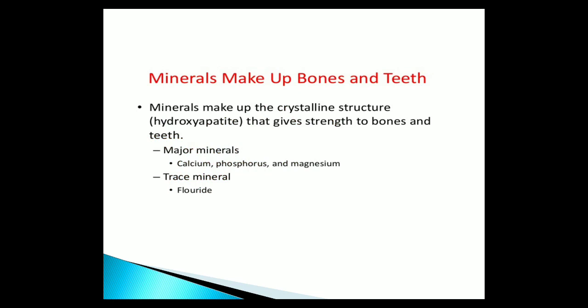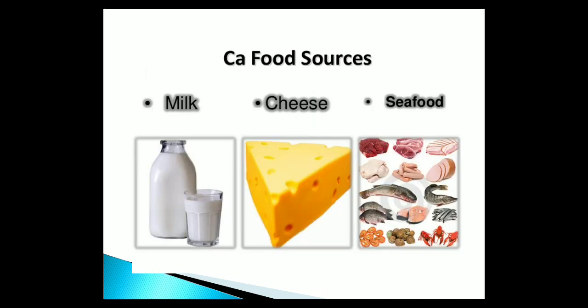Minerals make up bones and teeth. Let's see how. Minerals make up the crystalline structure, hydroxyapatite, that gives strength to the bones and teeth. Major minerals are calcium, phosphorus, and magnesium, and the trace element which is involved in making up bones and teeth is fluoride. Let's see the food sources from which we can obtain calcium. First source is milk. Second, cheese. We all love to eat cheese, right? And third one is seafood.